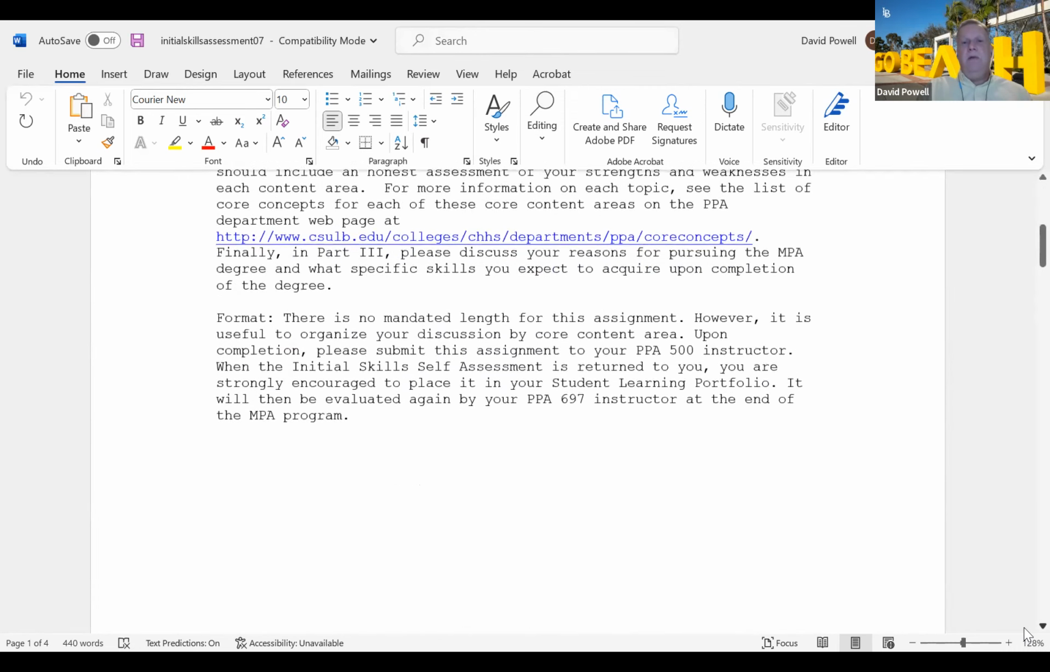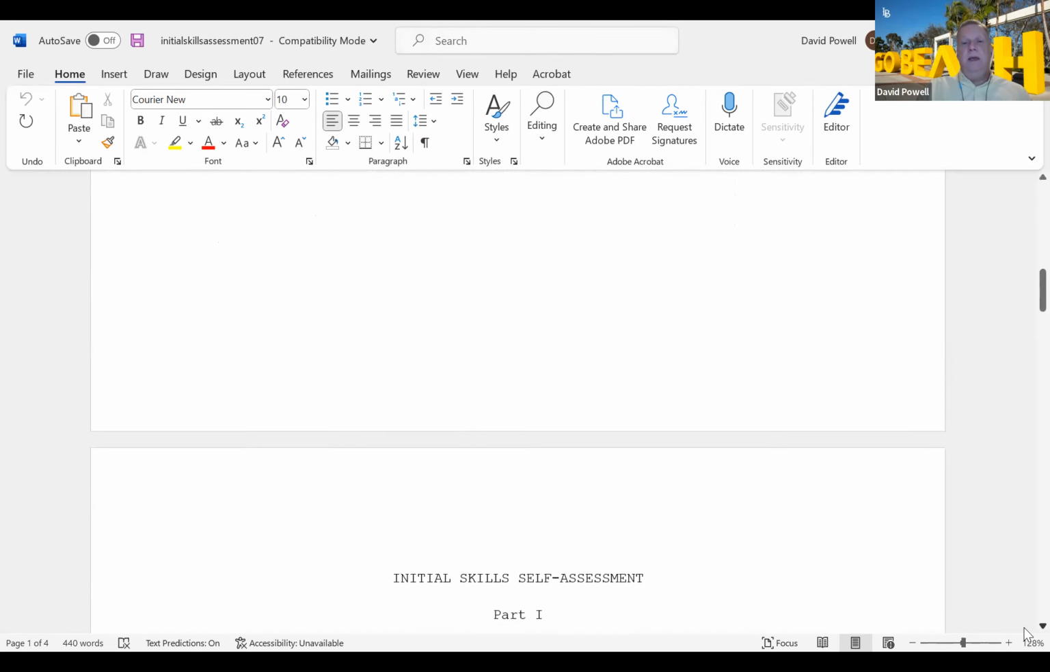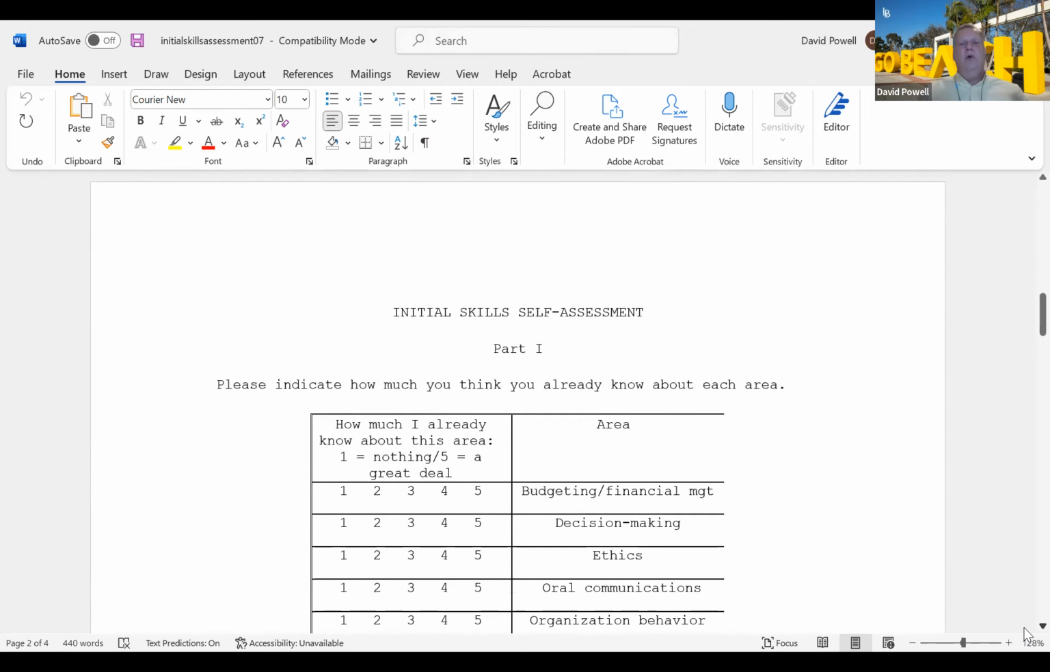In the first part of the initial skills self-assessment, you will be giving us an ordinal ranking of how much you think you already know about each of these salient areas of the MPA program. And you'll be giving this ranking on a scale of 1 to 5. So 1 obviously means that you know nothing about this area. Number 5 would mean you feel you know a great deal.